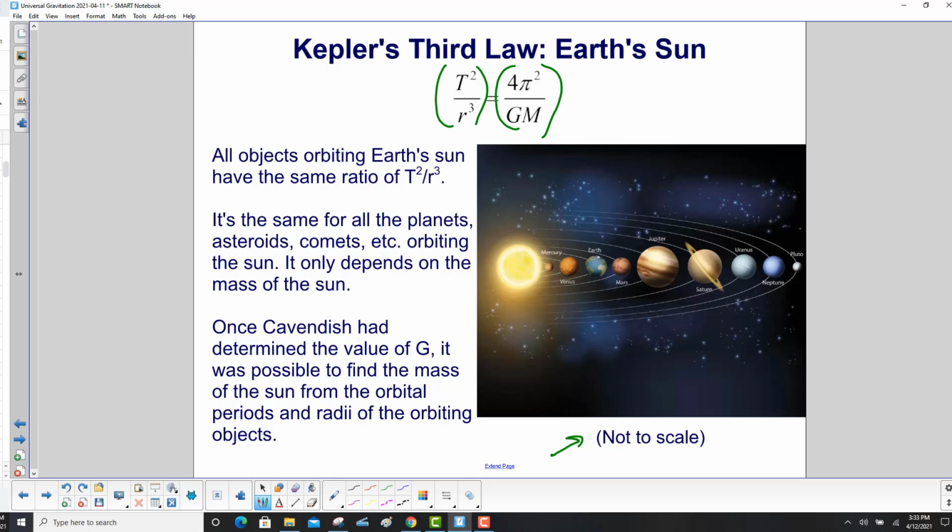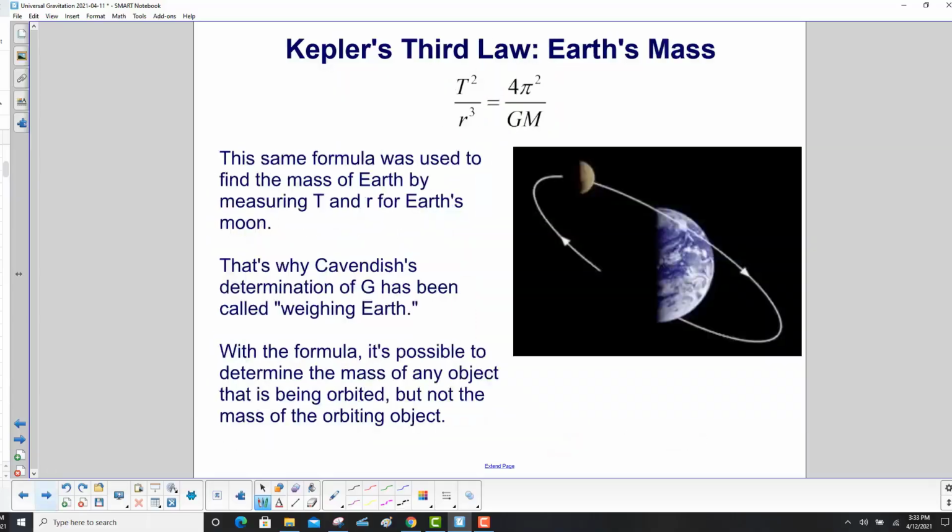Once Cavendish had determined the value of G, it was possible to find the mass of the Sun from the orbital periods and radii of the orbiting objects. The same formula was used to find the mass of the Earth by measuring the period and distance for Earth's moon, the distance that the moon is from the Earth's center. That's why Cavendish's determination of G has been called weighing the Earth. With the formula, it's possible to determine the mass of any object that is being orbited, but not the mass of the orbiting object.